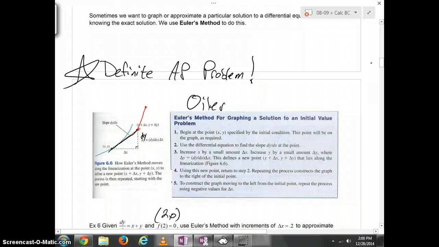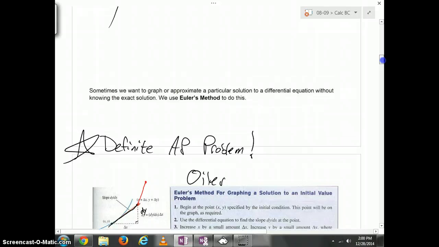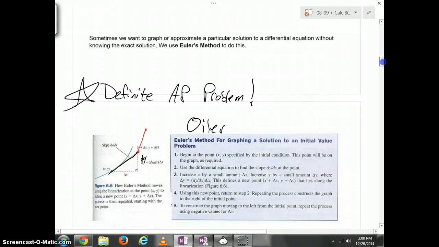Sometimes you won't have a direct particular solution to a differential equation. You very well can still get an estimate for what's happening on the curve using a method with tangent lines, something called Euler's method. This is a definite AP exam problem. It's a traditional problem.